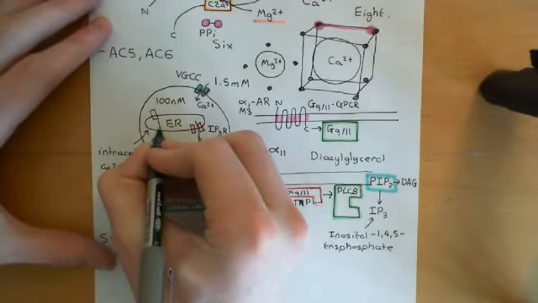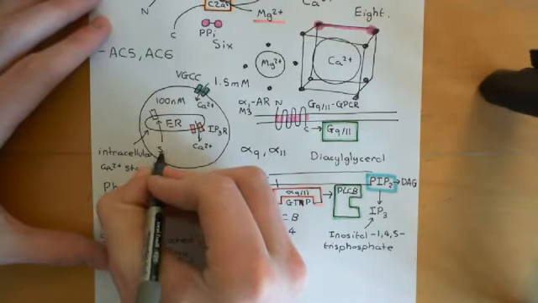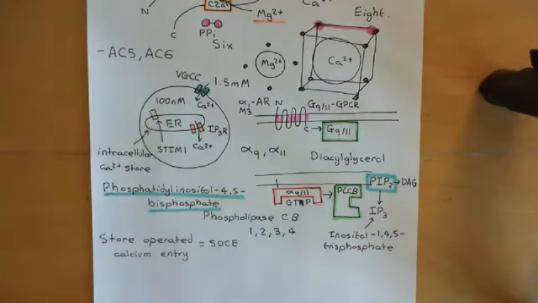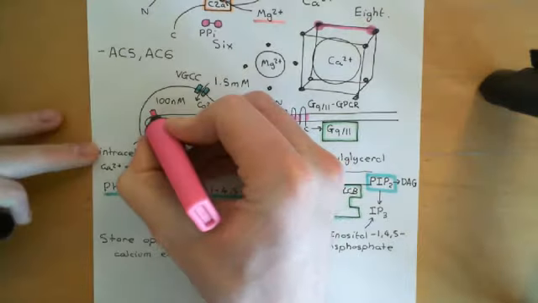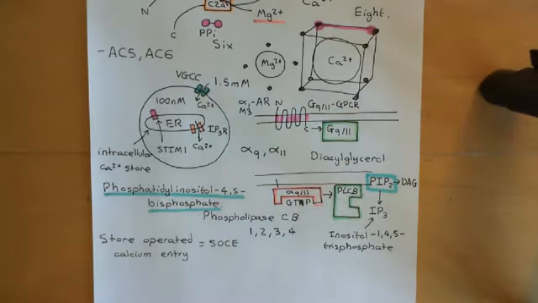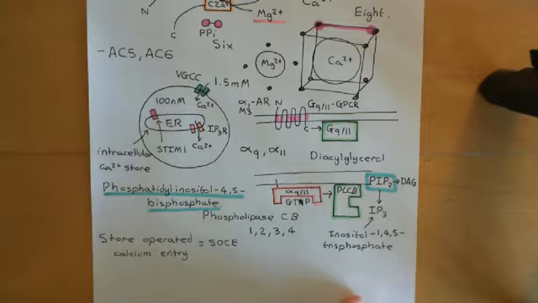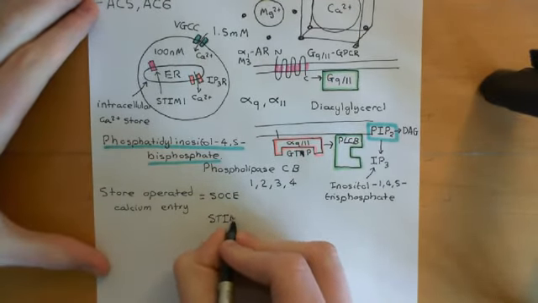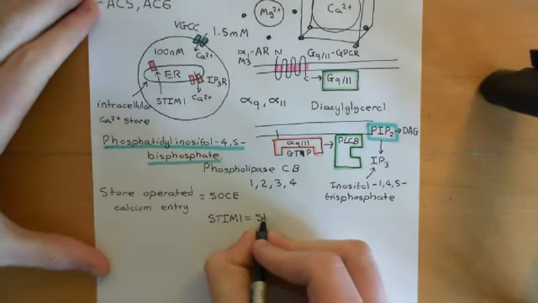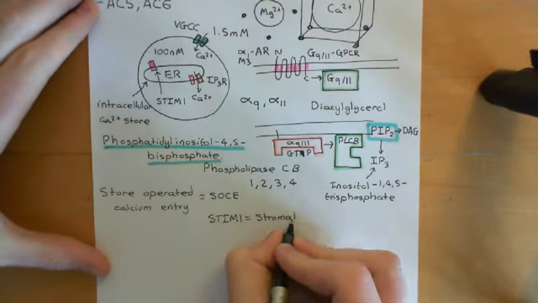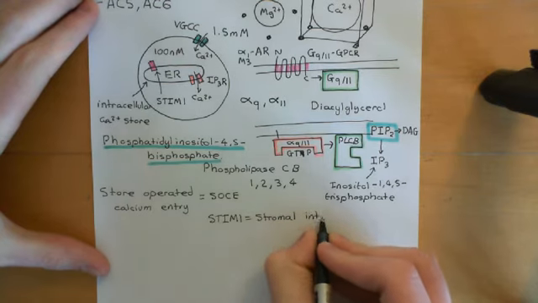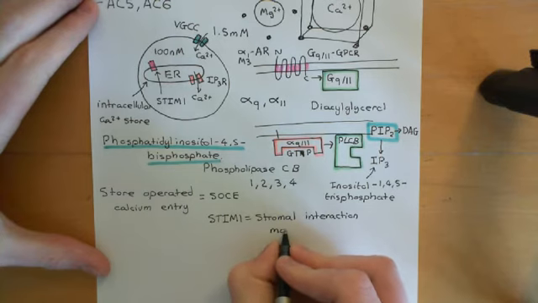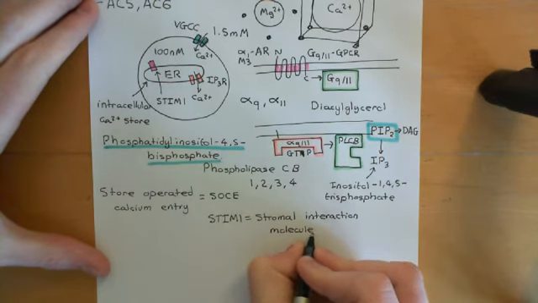These proteins are called STIM1 proteins. So this protein is called STIM1, which I'll colour in vivid purple here, and it stands for stromal interaction molecule 1. So I'll put this down here. STIM1 stands for stromal interaction molecule 1. The ST is for stromal, the I is for interaction, and then the M is for molecule 1. So the stromal interaction molecule 1.